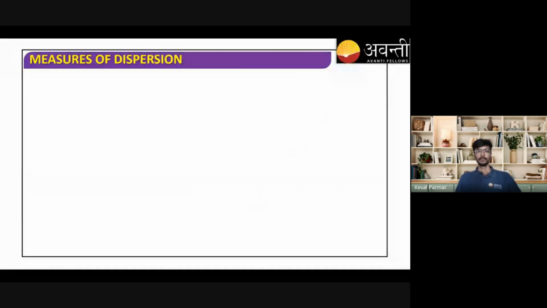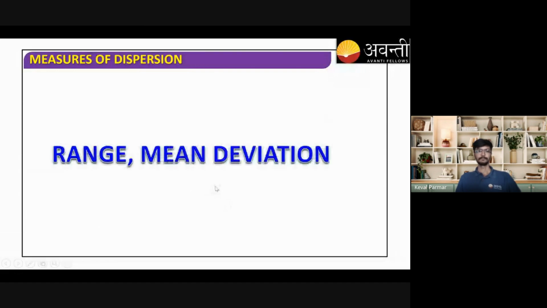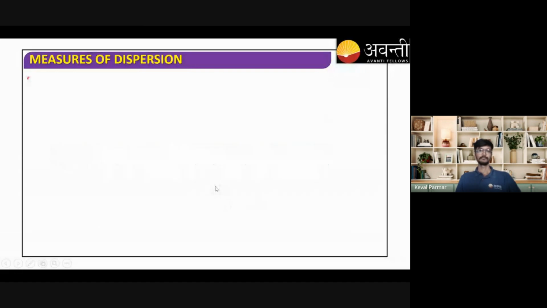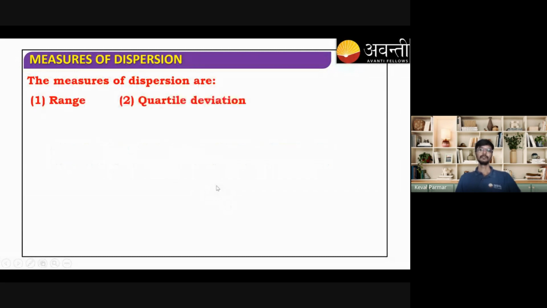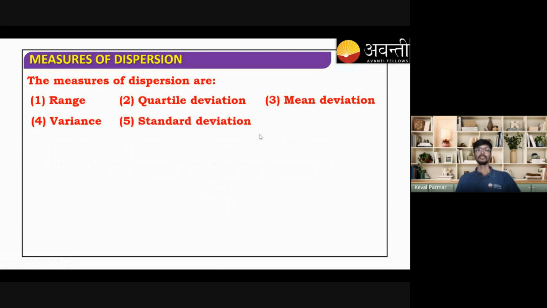Okay, guys, I'll continue with the recording. Range, mean, and deviation. The measures of dispersion are range, quartile deviation, mean deviation, variance, and standard deviation. All of them are connected to each other. Let's study them one by one.